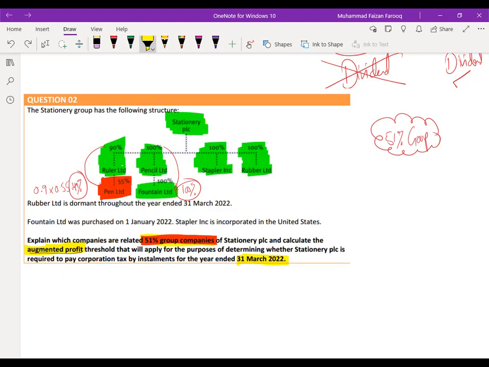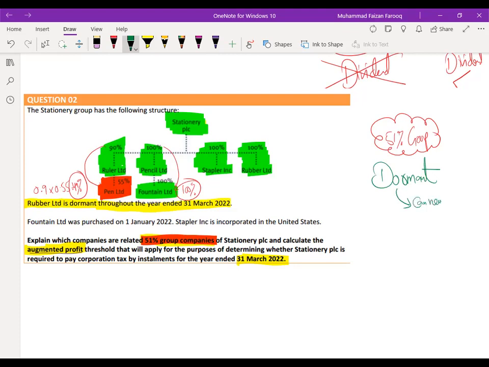No questions. I need you to read the first line. "Rubber Limited is dormant throughout the year ended 31st March 2022." What is the meaning of a dormant company? Meaning absent or not doing much. Not active.